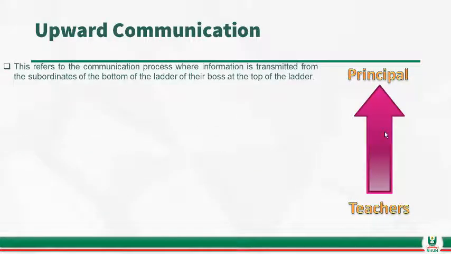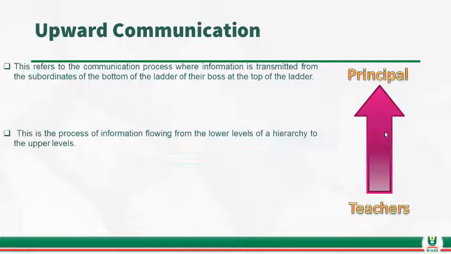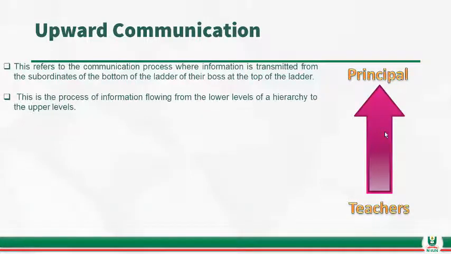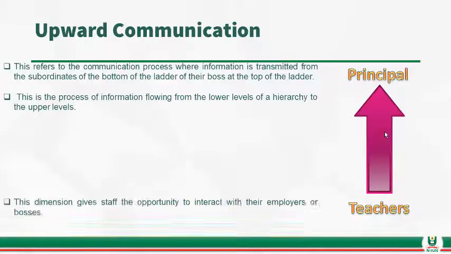The next one is upward communication, which is communication that flows from the bottom to the top, where the teacher can also give their own view to the principal. This refers to the process of communication where information is transmitted from the subordinate at the bottom of the ladder to the boss at the top. It is information flowing from the lower levels of the hierarchy to the upper level.